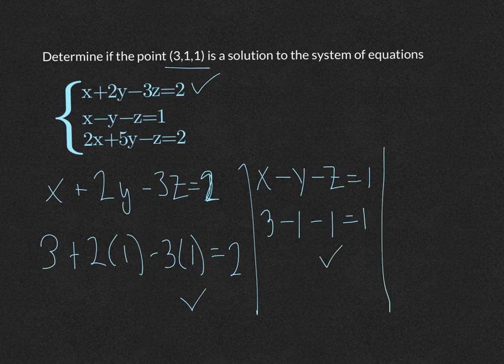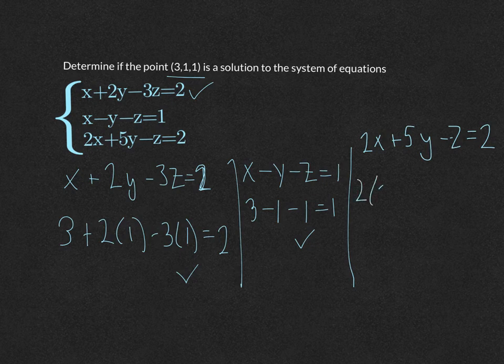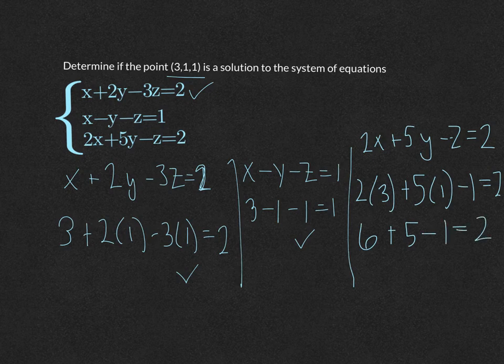Now the third equation says here 2x plus 5y minus z equals 2. So I'm going to go 2 times 3 plus 5 times 1 minus 1. Does that equal 2? So does 6 plus 5 minus 1 equal 2? Well, that is 11 minus 1, which is 10. Does 10 equal 2? It does not.